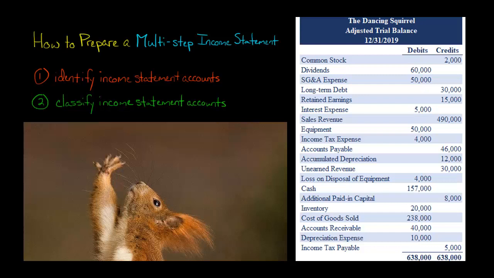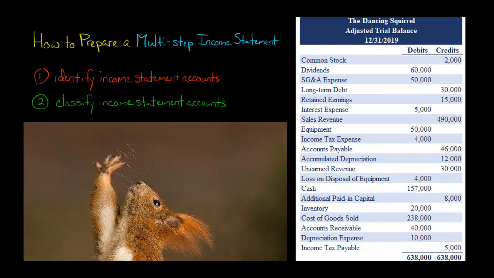Let's say someone gives you an adjusted trial balance for a company called the Dancing Squirrel, and they ask you to make a multi-step income statement. So what would you do? Well, the first thing I recommend is you go through the adjusted trial balance, all these accounts, and you identify the income statement accounts. I think the way that's easiest to do that is to cross out all the accounts that do not belong on the income statement.